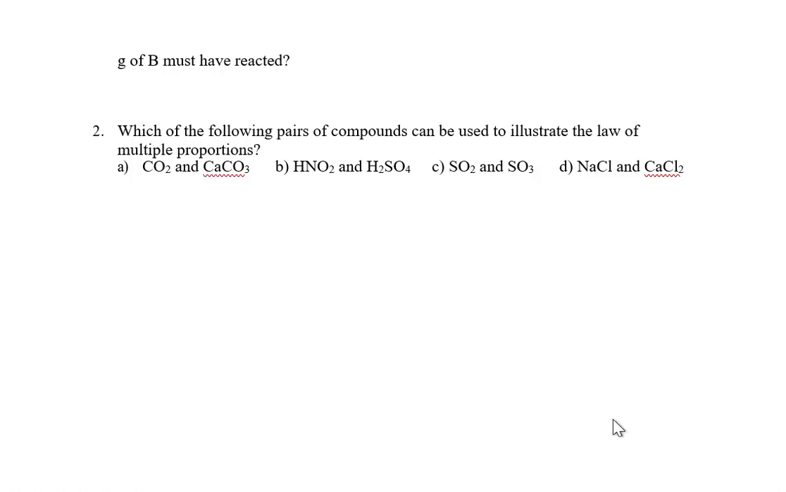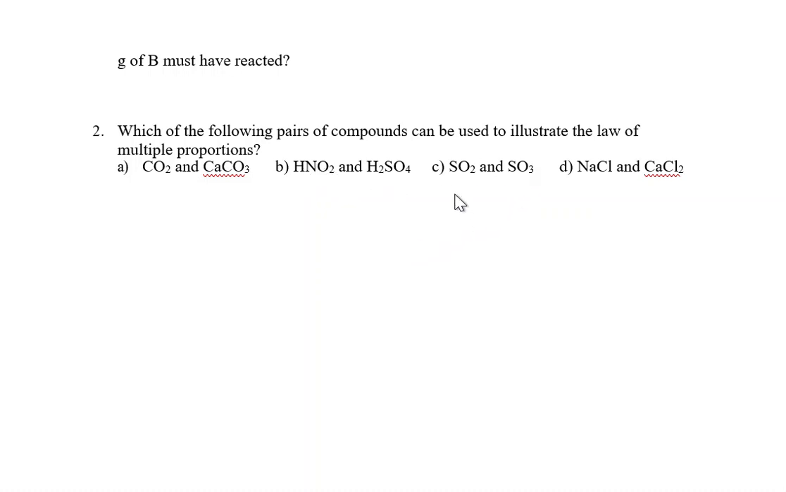All right, let's look at the next one. This one is HNO2, nitrous acid, and sulfuric acid, H2SO4. This one cannot illustrate the law of multiple proportions because they do not have the same elements in both compounds. This one's got hydrogen, nitrogen, oxygen. It's got hydrogen, sulfur, and oxygen.